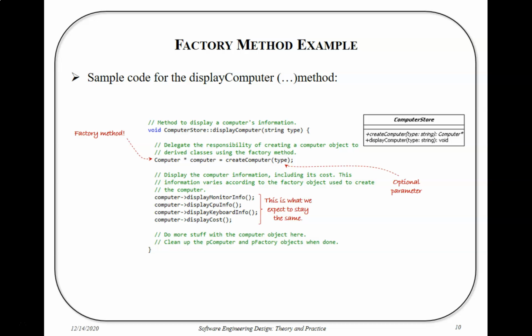Okay, so this is the sample code for display computer. Display computer has a string type, which is the type of computer. When you create the computer, it will depend on what type, for example Dell. We don't know about the type during compile time. We just know it during runtime. So this part is expected to be the same.